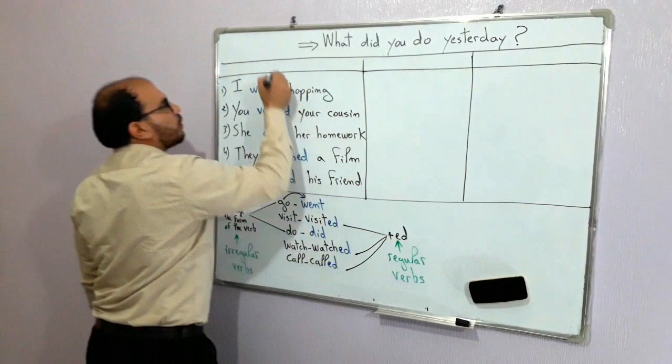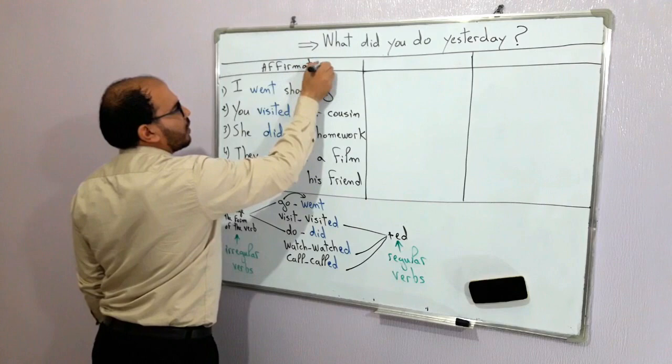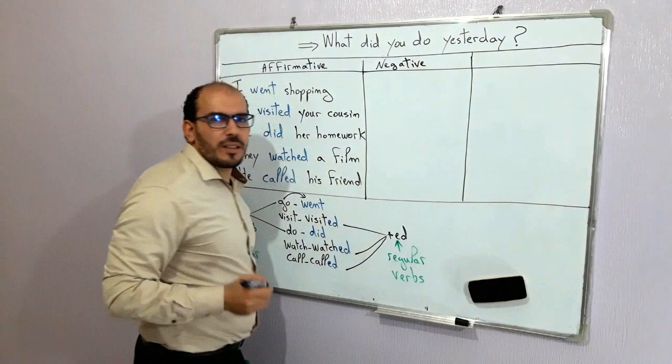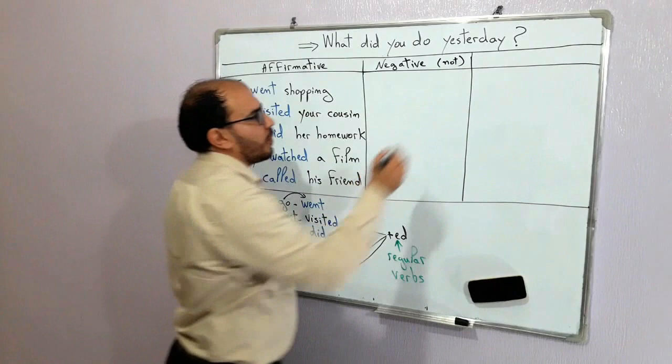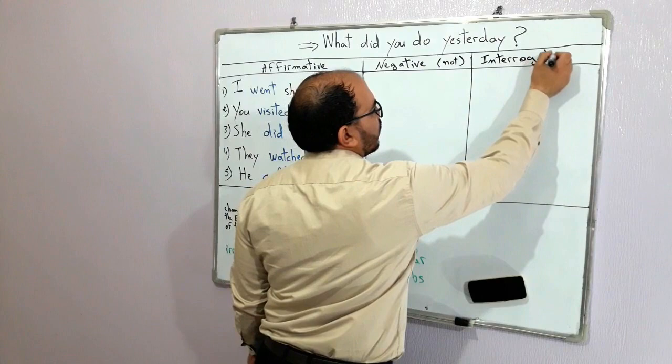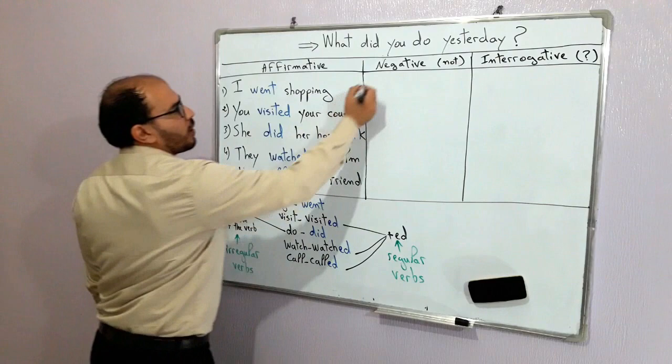Right, suppose that this is affirmative, then we have the negative, and we'll say the negative form means not, and then we have imperative. And the interrogative form means we have a question. So we start with the first example.